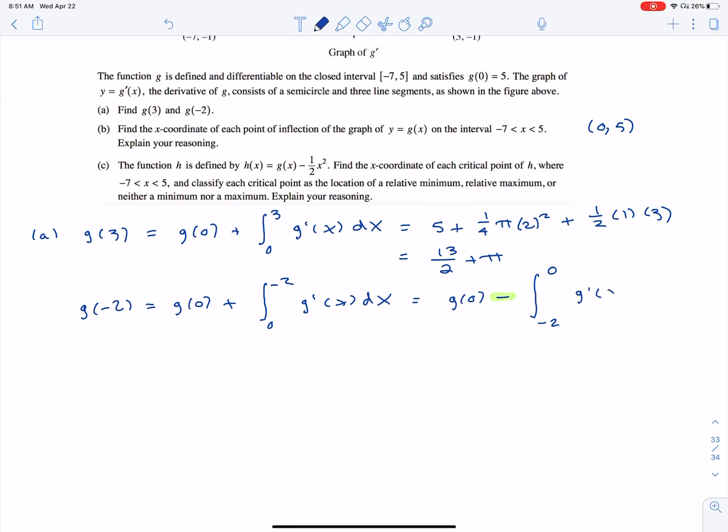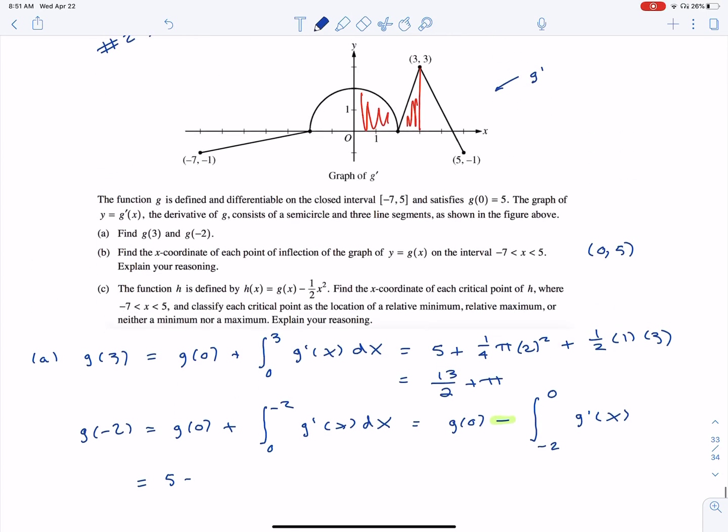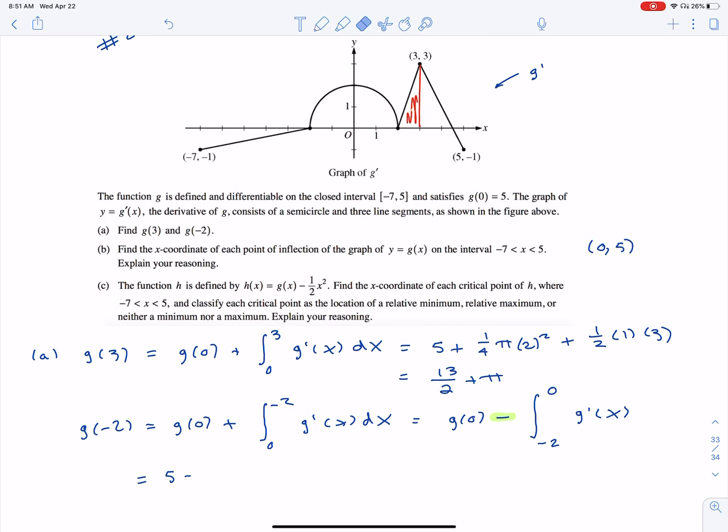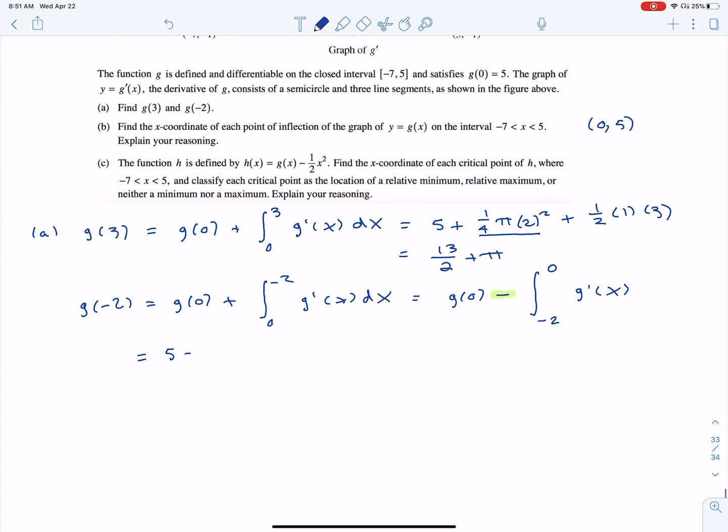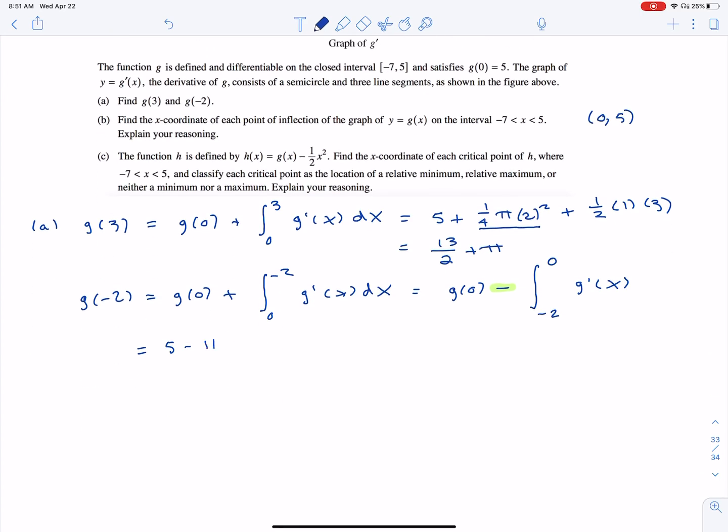Okay, so what does that equal? Well, we already know that g of 0 is 5, and now we're going to be subtracting this quarter circle right here, which we already found the value of. We already know what that quarter circle's area is, just pi. So we get 5 minus pi. Let's move on. Letter B.